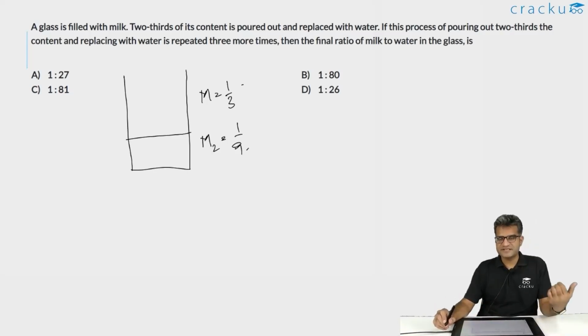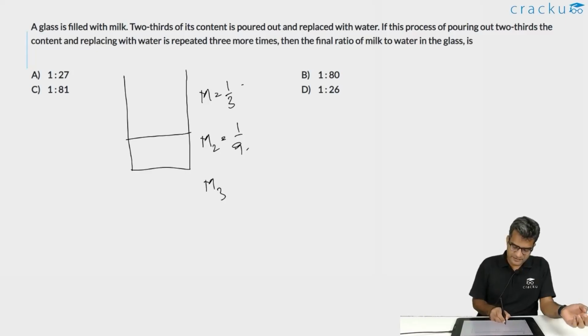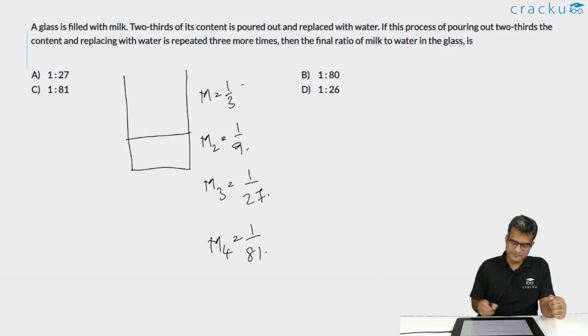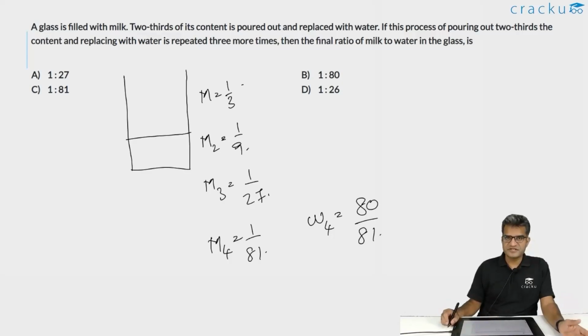If this is replaced again, if 2/3 is again replaced, the amount of milk becomes 1/27. If this is replaced again, where again 2/3 is replaced with water, the amount of milk becomes 1/81. And the rest will be water. So the fraction of water after the fourth time will be 80/81. And the required final ratio of milk to water will be 1:80, which is option B.